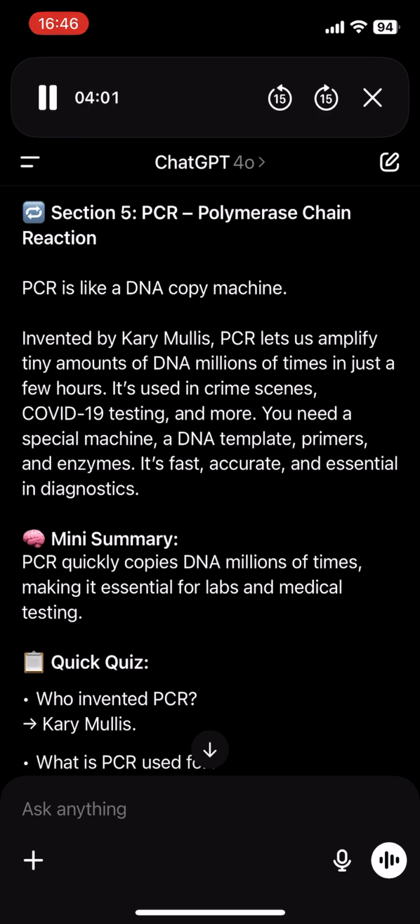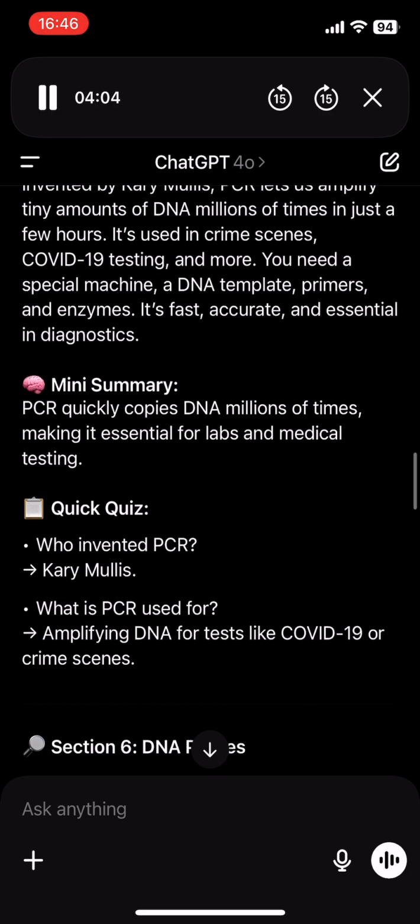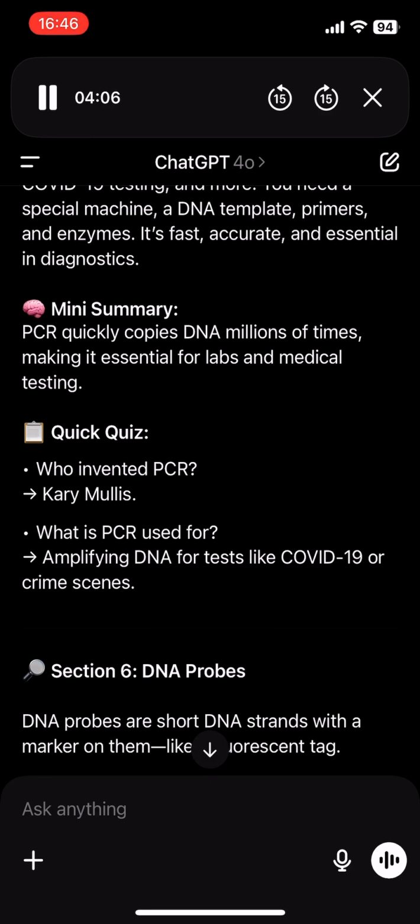Quick quiz: who invented PCR? Kary Mullis. What is PCR used for? Amplifying DNA for tests like COVID-19 or crime scenes.